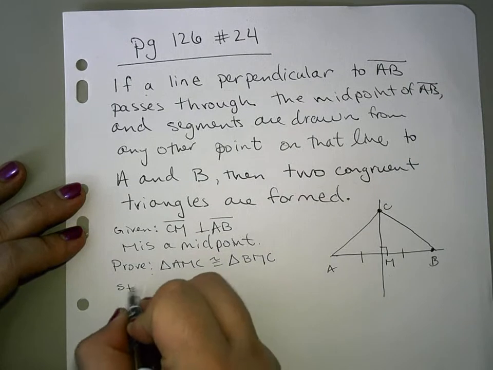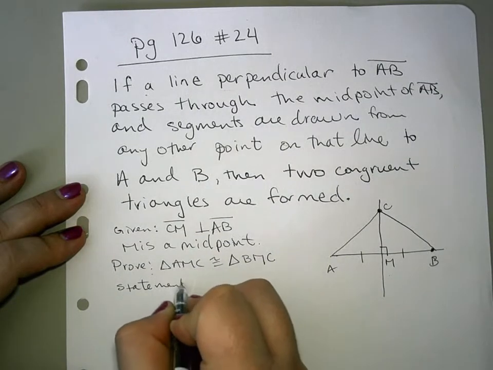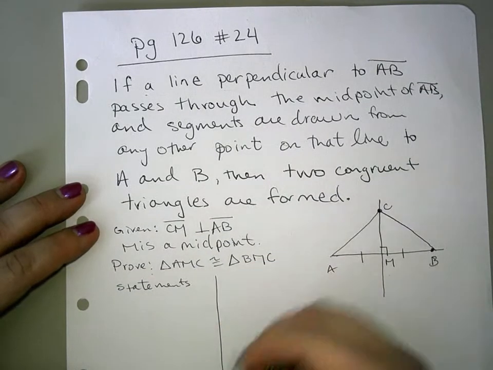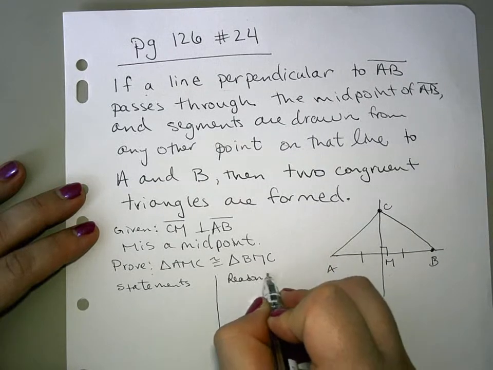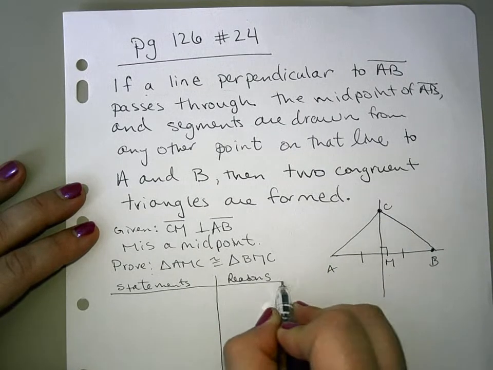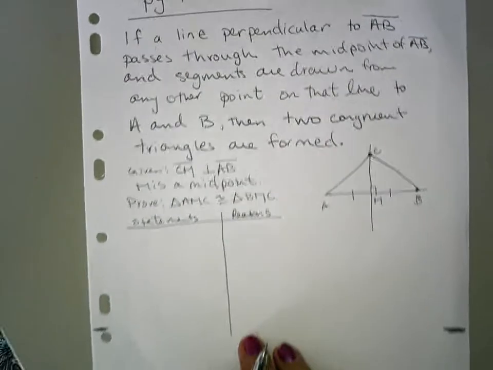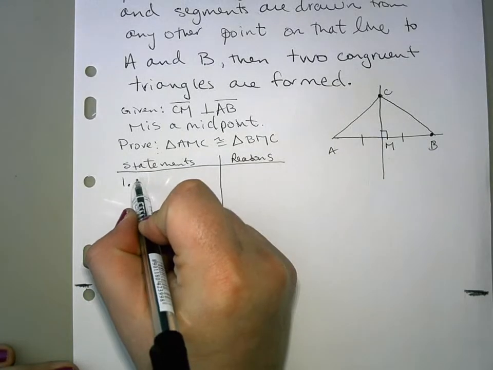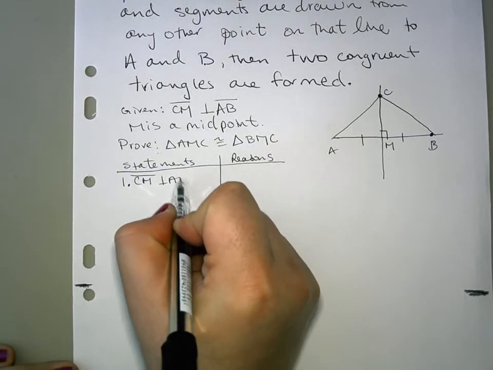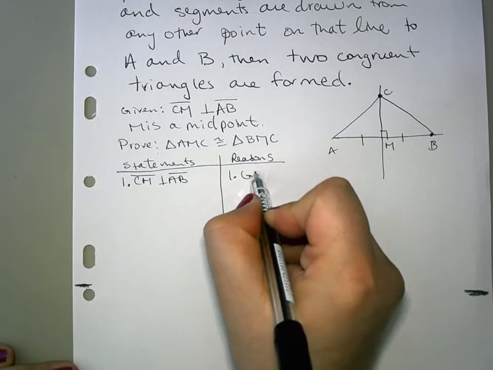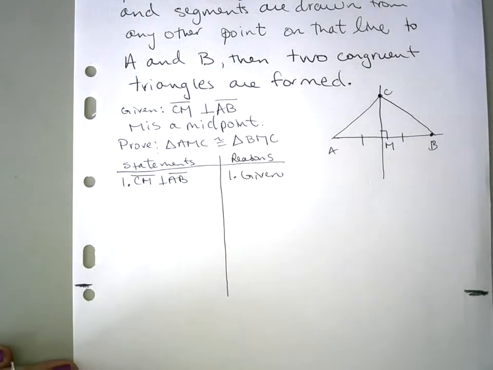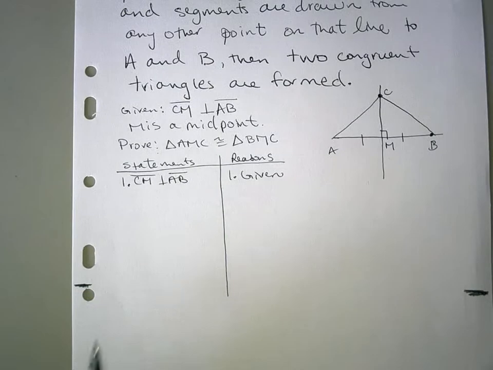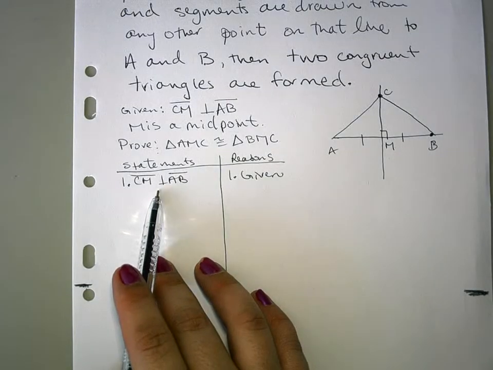So of course we need to have our two column statement column and reasons column. I'm just going to move this up a little bit. So we have, for the statements, the first statement should be the given. Now, you don't have to write every single given. I'm going to go ahead and use this as the first given, and then I'm going to make a conclusion based off of this given.